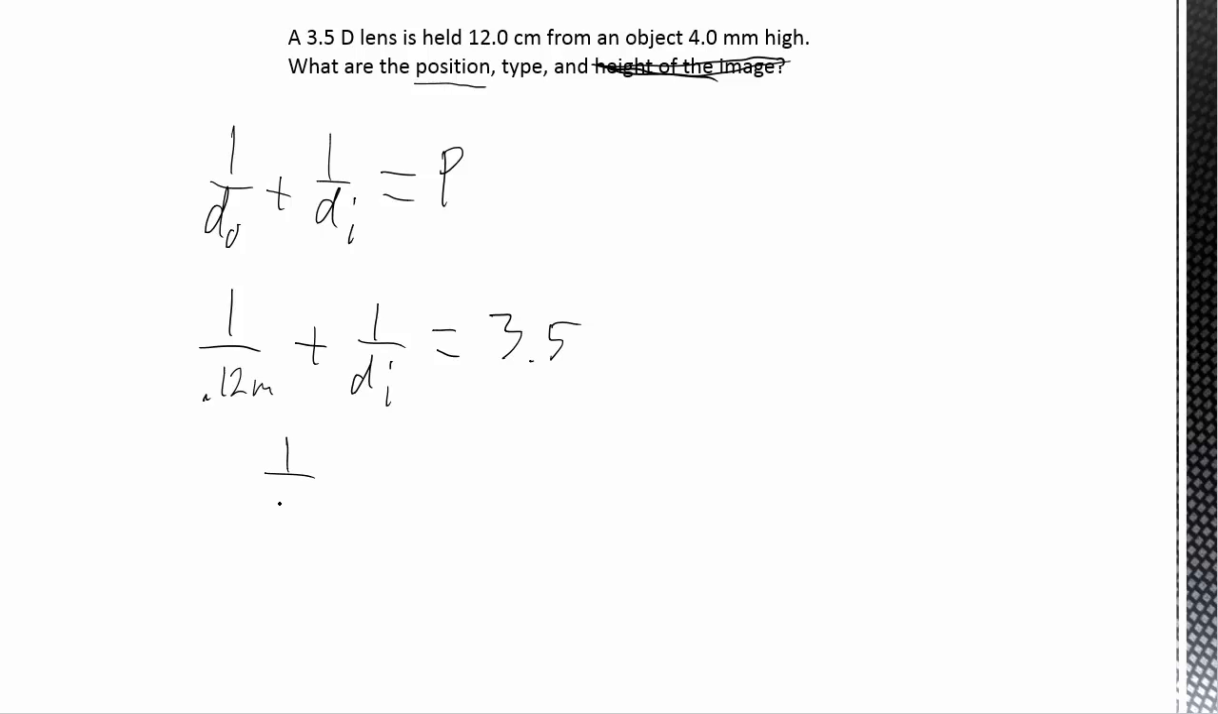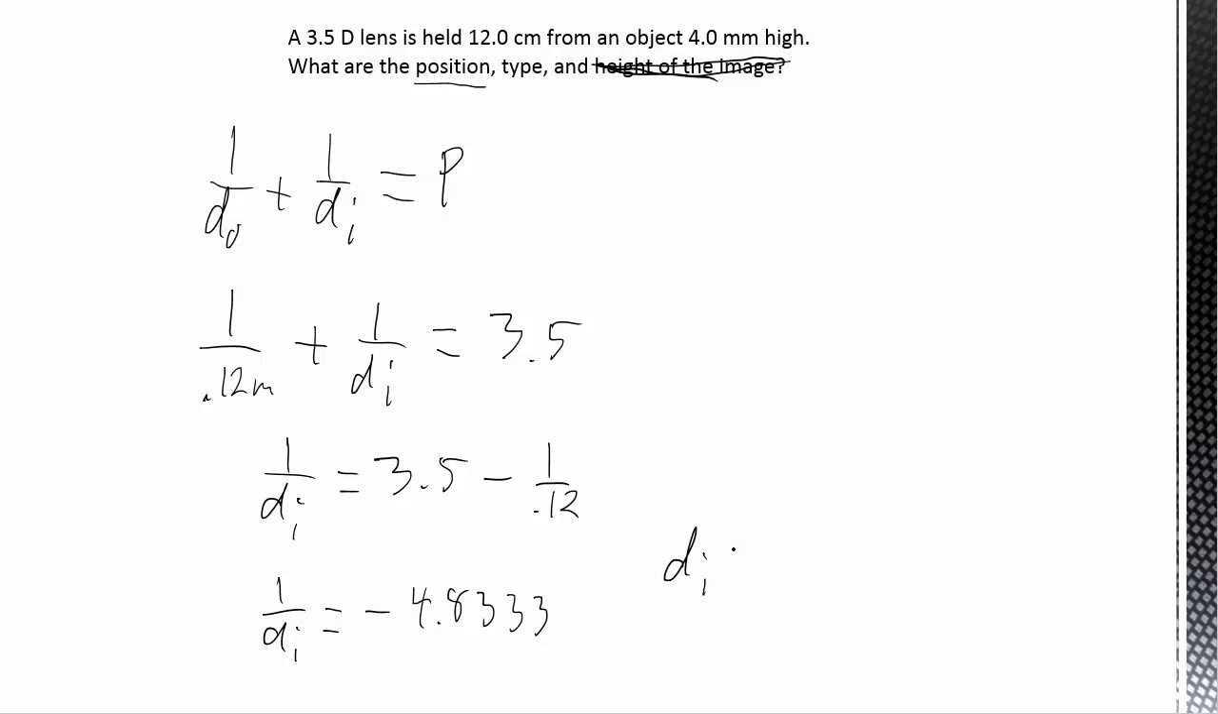So if we do a bit of algebra, 1 over dI equals negative 4.8333. And then we invert that, and we get an image distance of negative 0.207. That seems small, but that's because it's in meters, so that's negative 20.7 centimeters if we switch it back to centimeters.